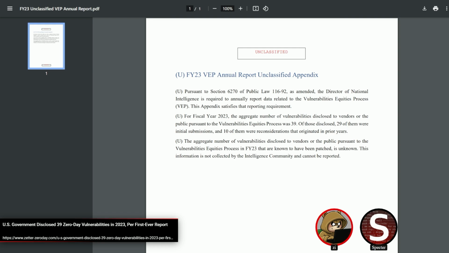Part of the problem is what exactly these vulnerabilities are, because on one hand, if this is all of the vulnerabilities that the government ever deals with, then 39 feels really low. Like, how many vulnerabilities are they finding? Are we giving them credit for way too many vulnerabilities?